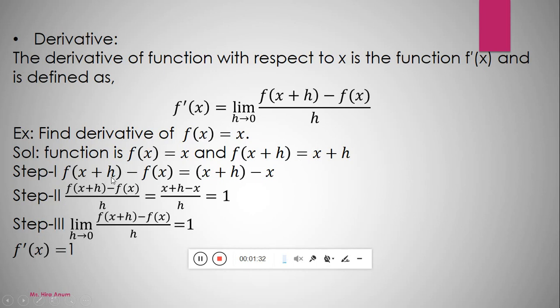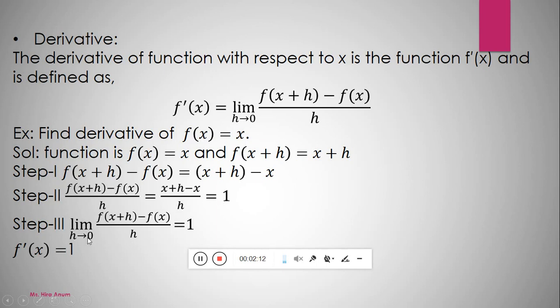First step is this: f of x plus h minus f of x, taking difference between 2 points, equals x plus h minus x. It becomes h. Second step, divided by h, equals x plus h minus x over h. X will be cancelled because positive x minus x becomes cancelled. It becomes h over h. It also will be cancelled. H will be cancelled by the denominator h, equals 1.